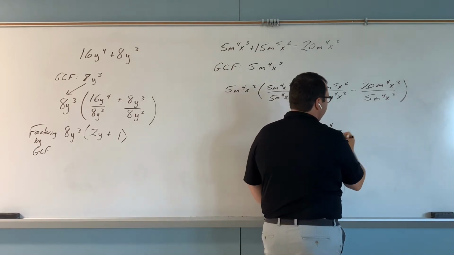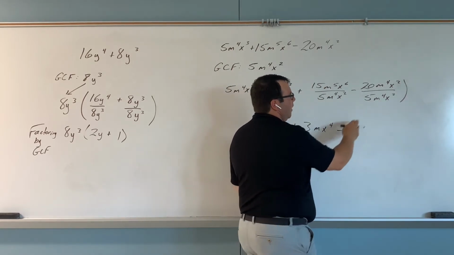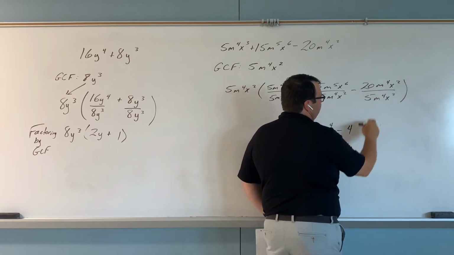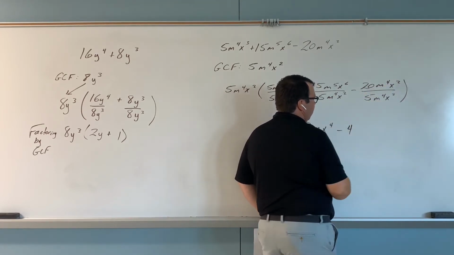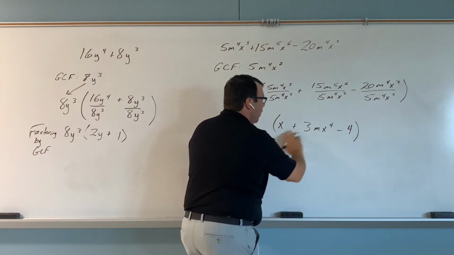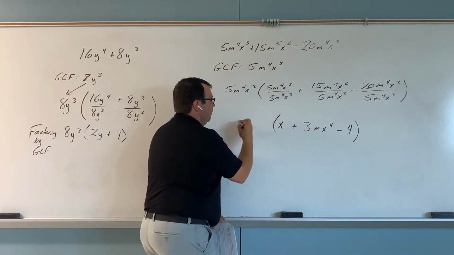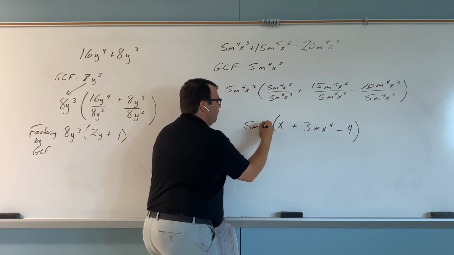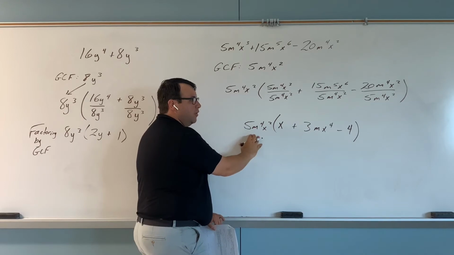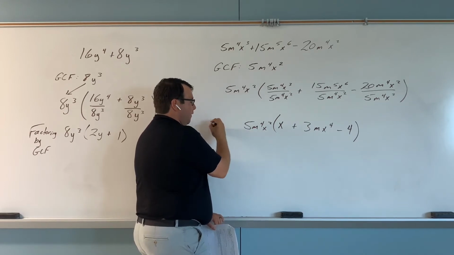Over here, I have minus. I didn't drop my sign. 5 goes into 20 4 times. M to the fourth cancels. X to the second cancels. So I'm left with just that minus 4. This is all contributing to the fact that we pulled out our GCF. So I'm bringing my GCF value down. And this is now factored.